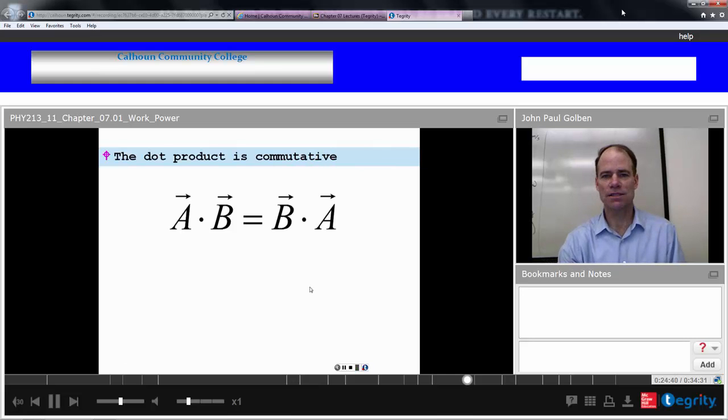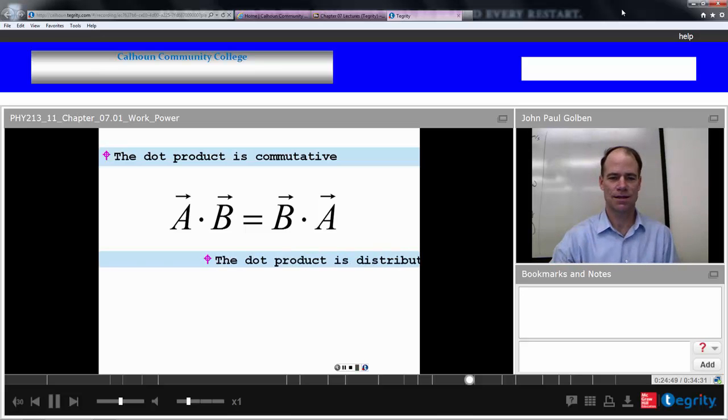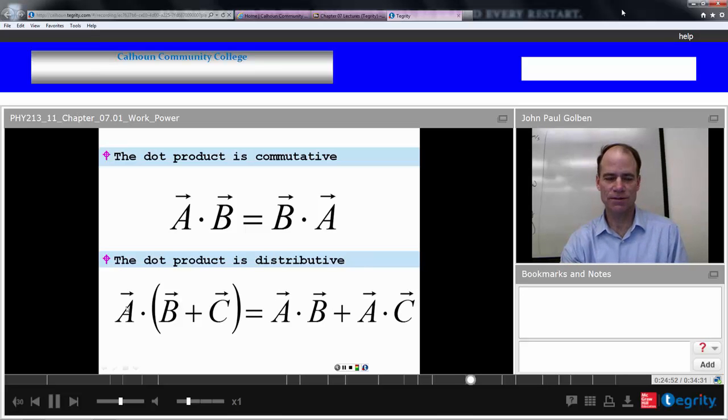This dot product is commutative, which means that A dot B is equal to B dot A. The dot product is also distributive, so A dotted with two vectors, B plus C, you can distribute the operation to the two vectors. So that's equal to A dot B plus A dot C.